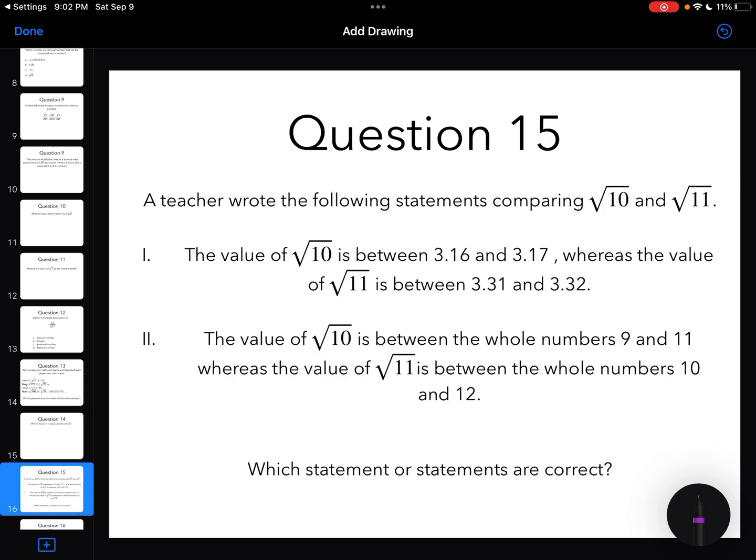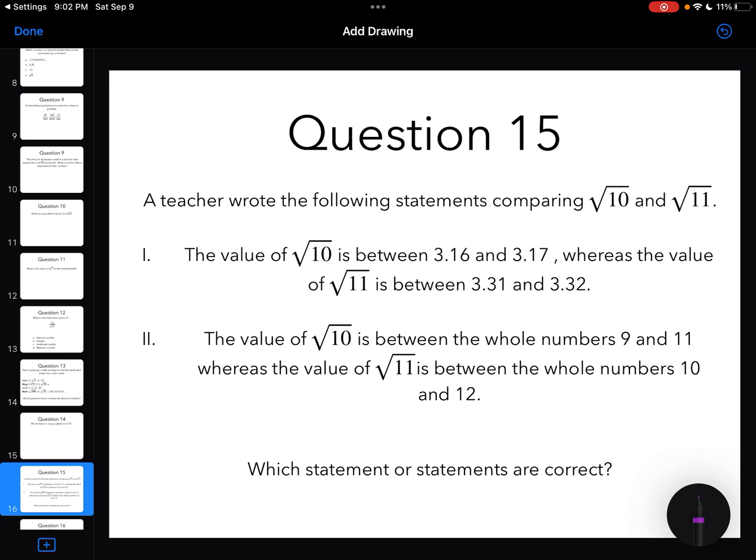Alrighty, let's take a look at the next one. A teacher wrote the following statements comparing the square root of 10 and the square root of 11. The value of the square root of 10 is between 3.16 and 3.17, whereas the value of the square root of 11 is between 3.31 and 3.32. The value of the square root of 10 is between the whole numbers 9 and 11, whereas the square root of 11 is between the whole numbers 10 and 12. Which statements are correct?